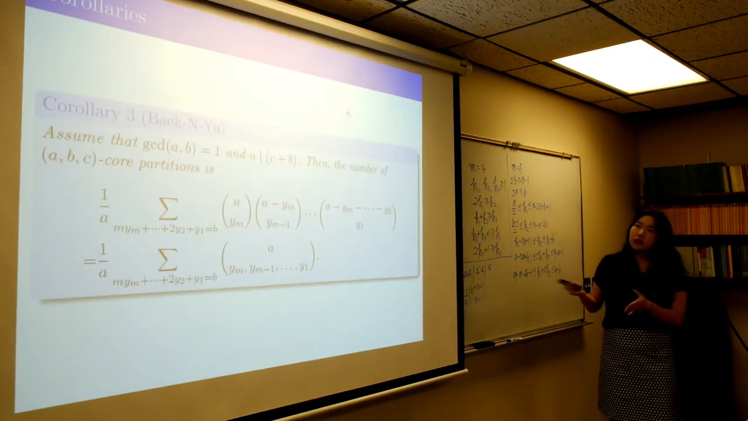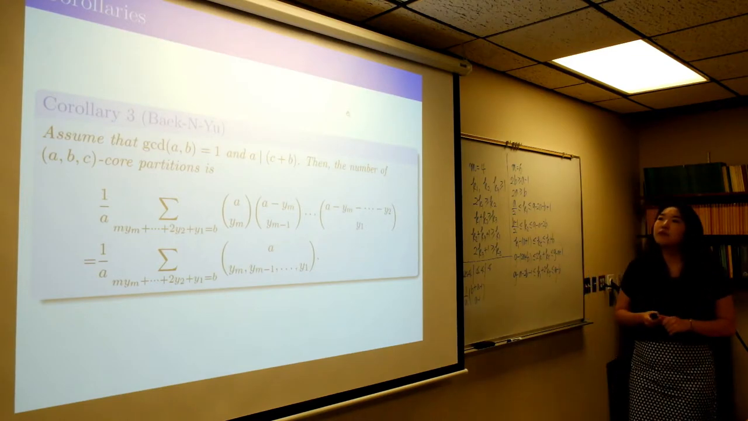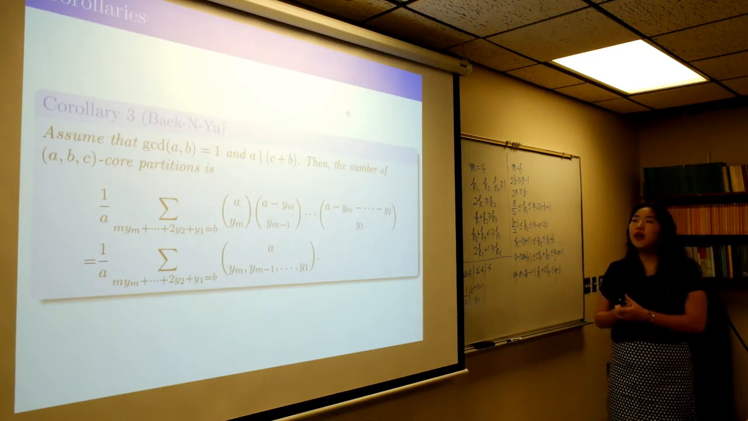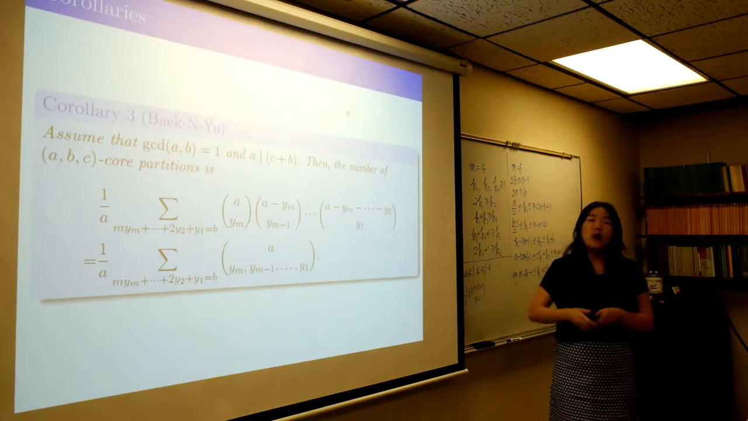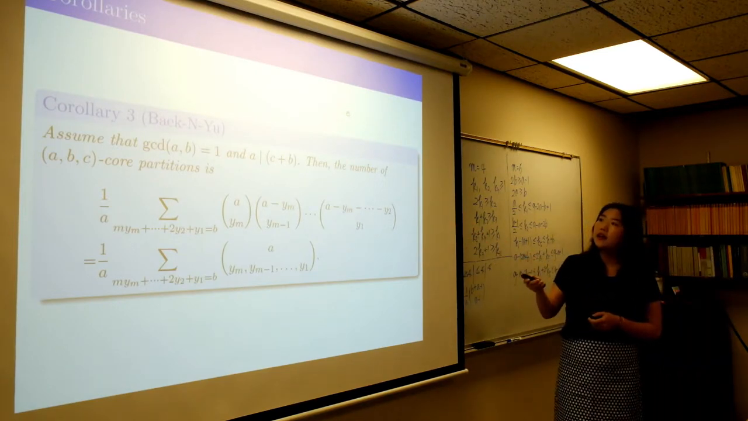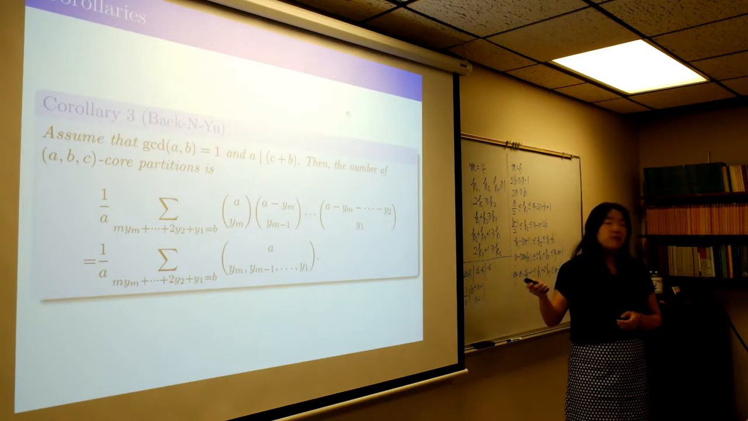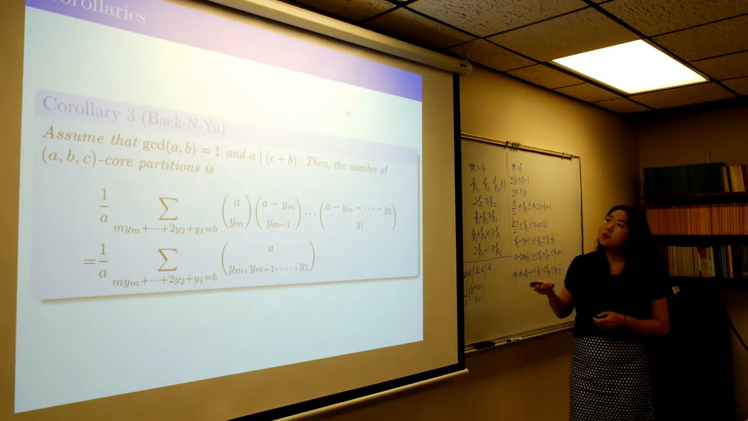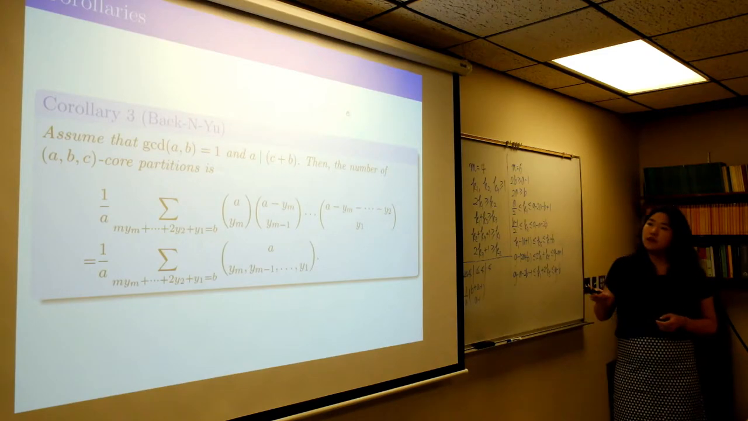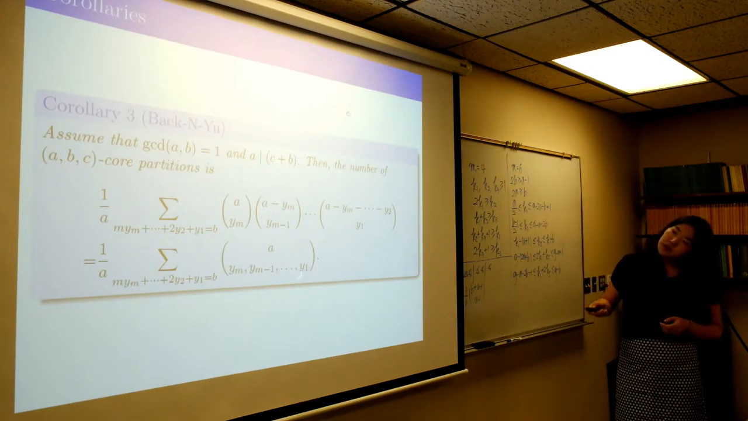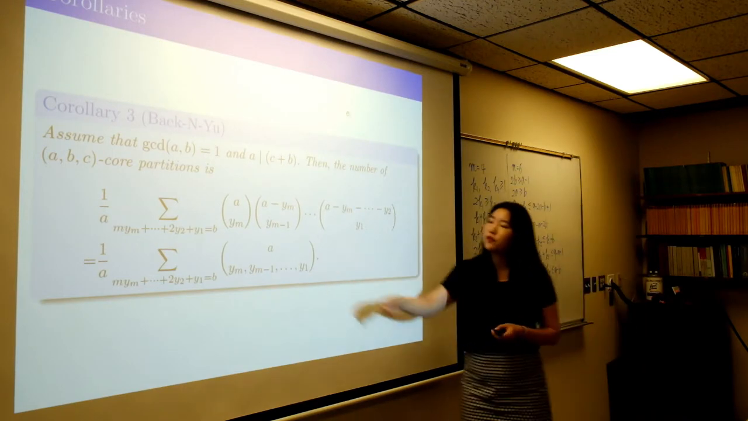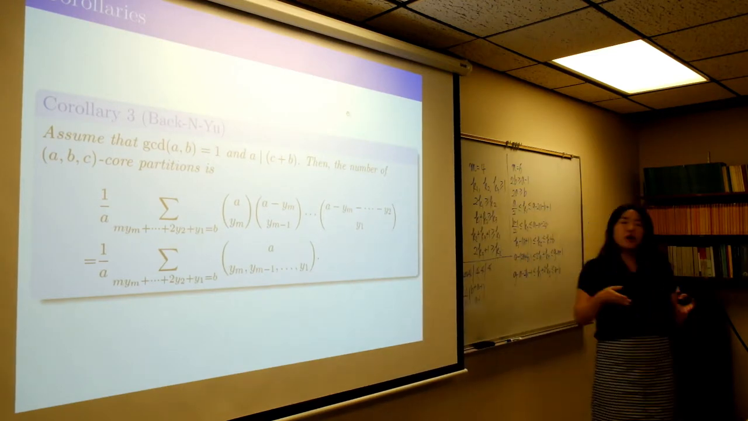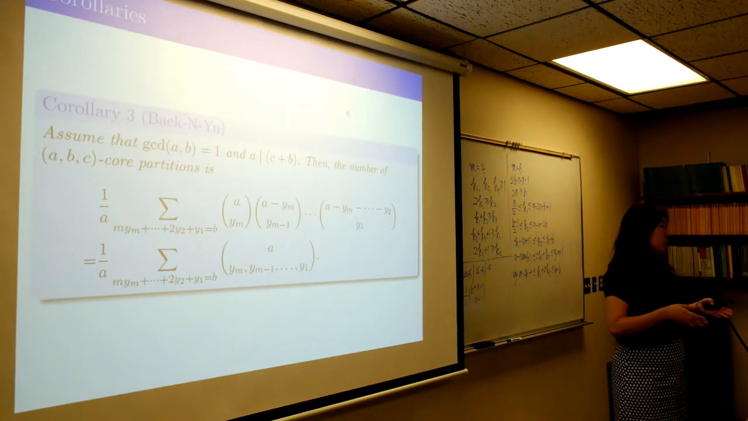Indeed, like the following two corollaries, we claim that's new. So we assume that A, B are co-prime, and A divides C plus B, which means that L in here is equal to 1. Then we can compute the number of ABC core partitions by adding a bunch of multinomials in here, where these yi come from counting the number of zi's in each tuple.